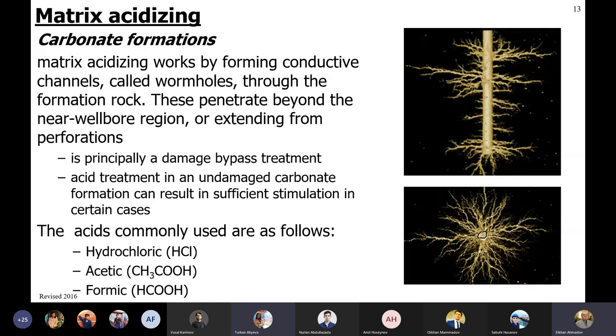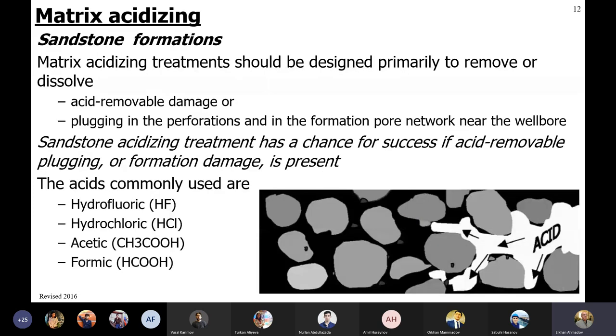Can we say that it kind of dissolves part of the formation rock? Not kind of, exactly, dissolving part of the formation rock. Is it the same principle as sandstone formation acidizing? No. In sandstone acidizing, we do not acidize the matrix. We acidize the particles that are creating damage, like migrated fines or solid particles that were entrained by the mud fluid or completion fluids. So we are trying to dissolve the damage itself.